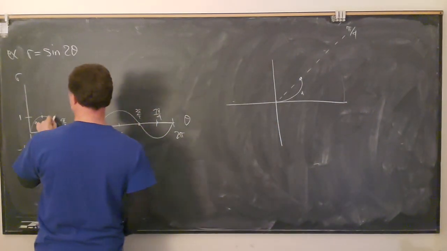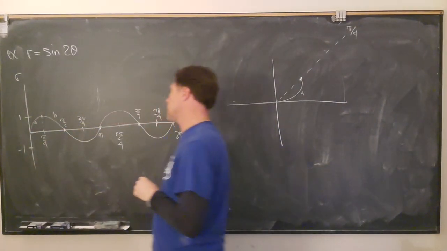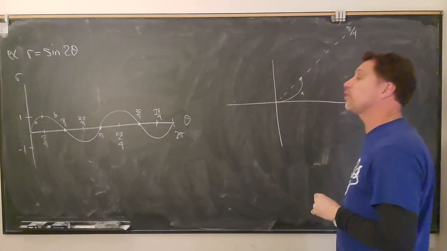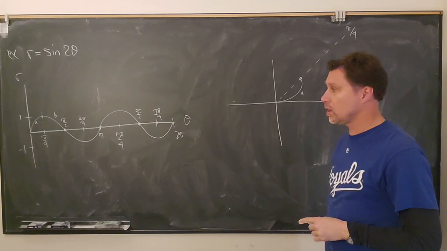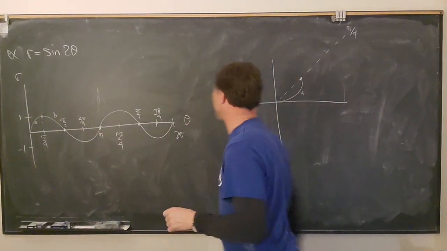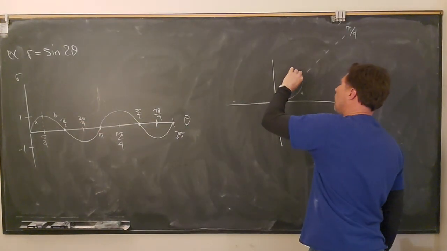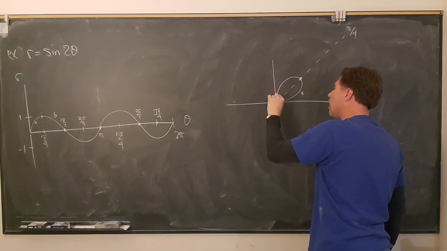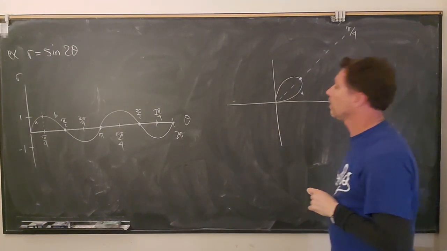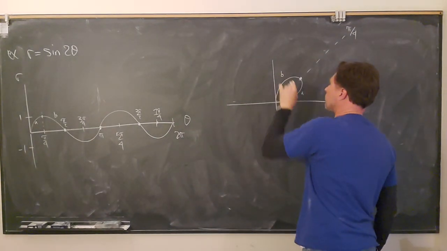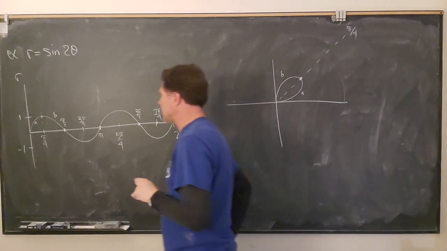And then let's label this next chunk part B, or segment B, as we go from pi over 4 to pi over 2. So as we complete our trip through the first quadrant, the radius is going from 1 back down to 0, which gives us that. Okay, so that's B.